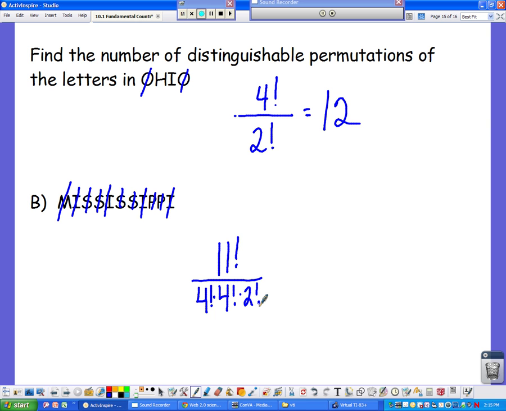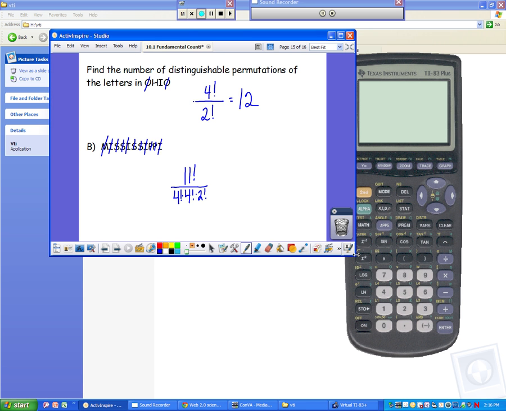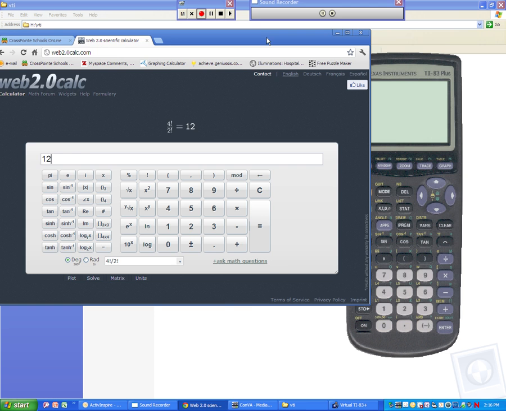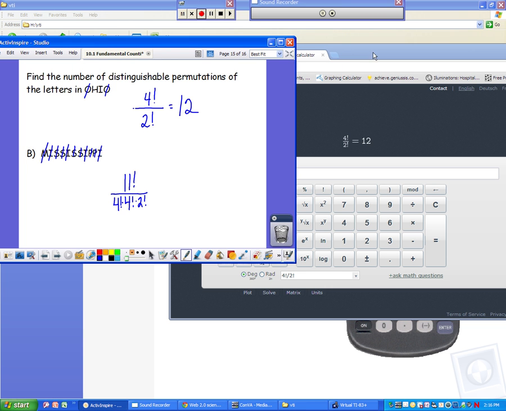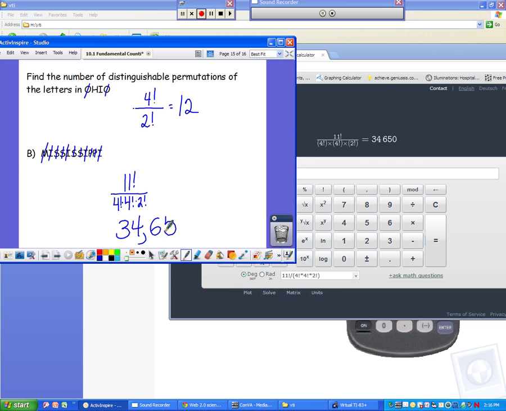So let's see if I can split the screen here. So we can do 11 factorial divided by, and make sure you put this part in parentheses, 4 factorial times 4 factorial times 2 factorial. Close the parenthesis. And if you look right here, this looks like what it's supposed to look like over there. Okay? So hit equals, and it may take a few seconds to calculate, and you find out that we have 34,650 different ways that you can rearrange the letters in Mississippi and come up with something different.